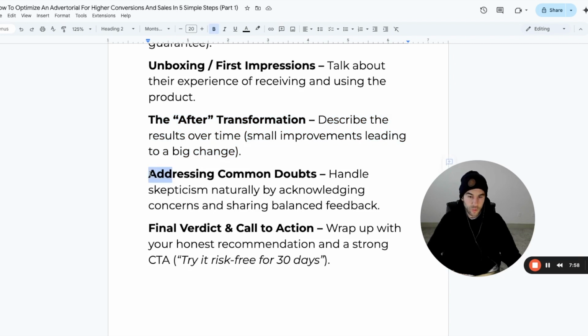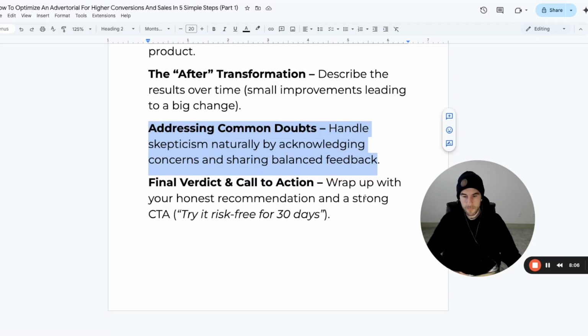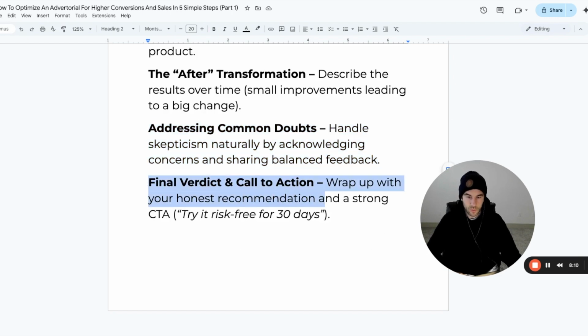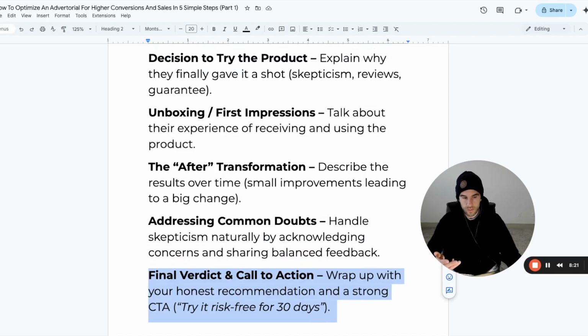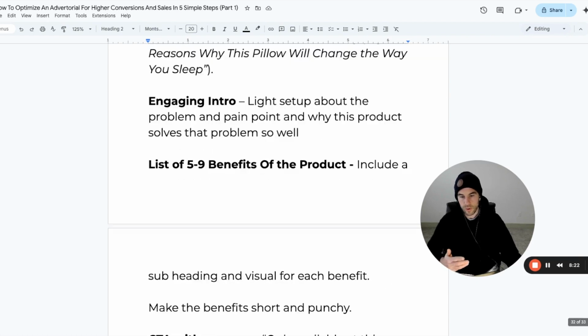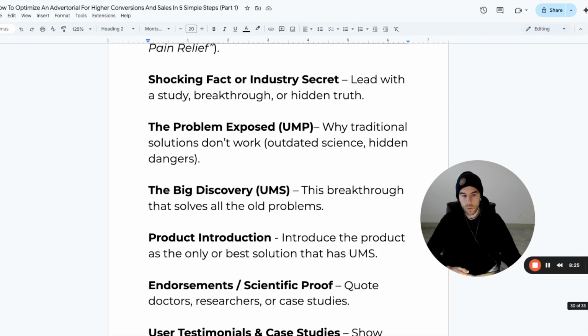Then you want to address the common doubts. So handle skepticism naturally by acknowledging concerns and sharing balanced feedback, and then having other people's social proof here. And then you're going to have your final verdict and call to action. So wrap up with an honest recommendation and a strong CTA. Try it risk-free for 30 days, use this code to get XYZ discount, everything along those lines. So that is our 4 structures that you guys can take and use if you would like.